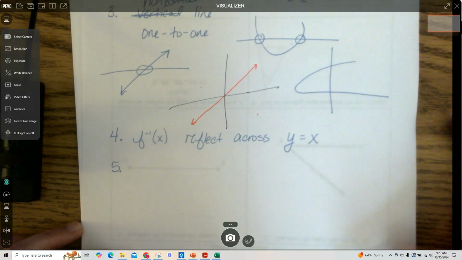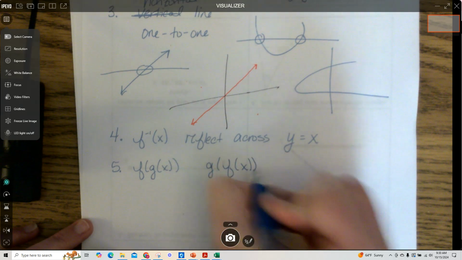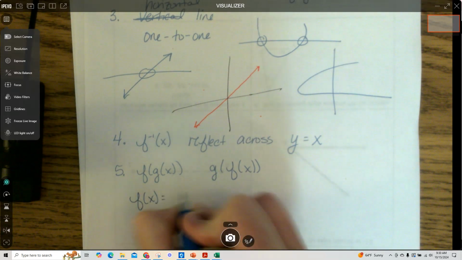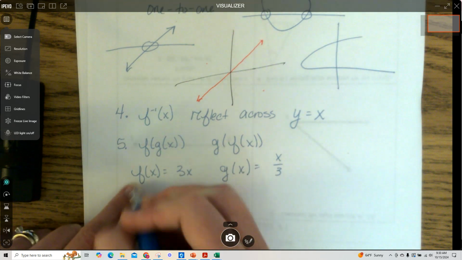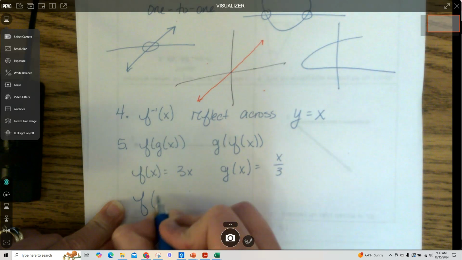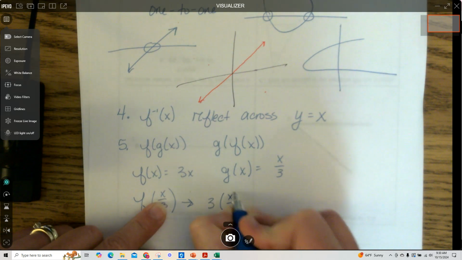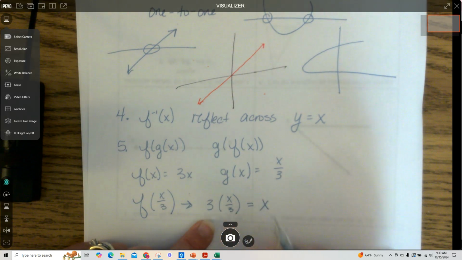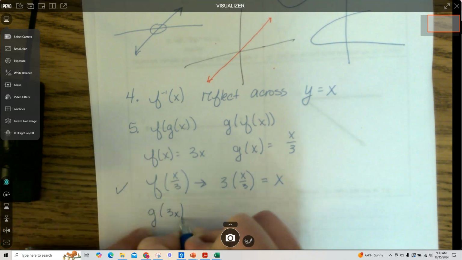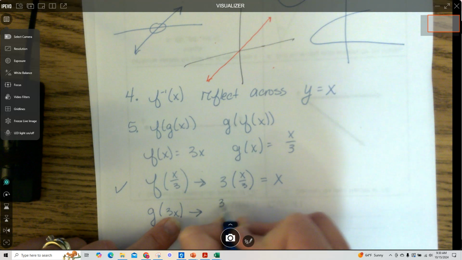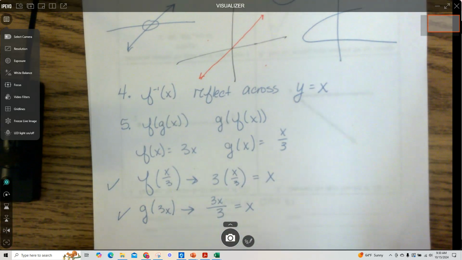All right, number five. Find f of g of x and g of f of x and determine whether the pair of functions f and g are inverses of each other. f of x equals 3x and g of x equals x over 3. f of g of x is f of x over 3, so we plug x over 3 in. 3 times x over 3 equals x. Then g of f of x simplifies to x as well, which means yes, these are inverses.